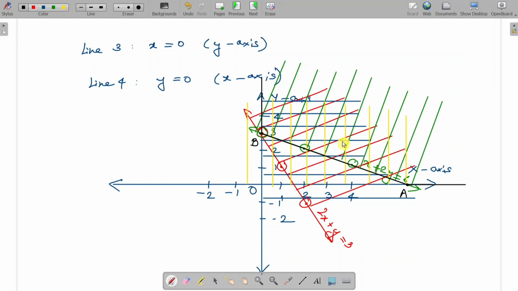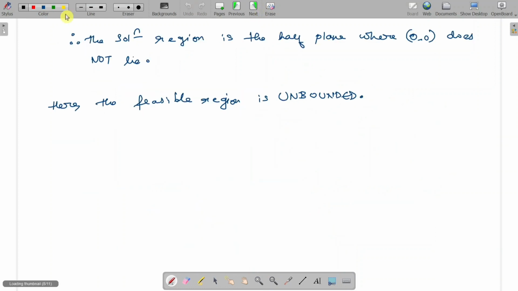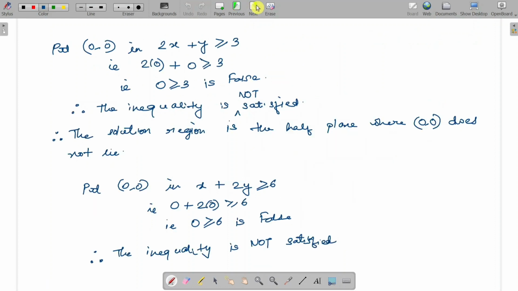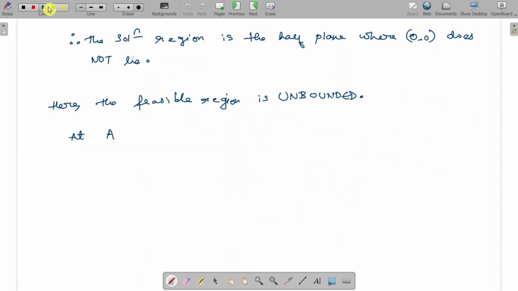So only two corner points are there. So at A, which is what actually, yeah, we have to find that. So to find point A, so how to find point A?